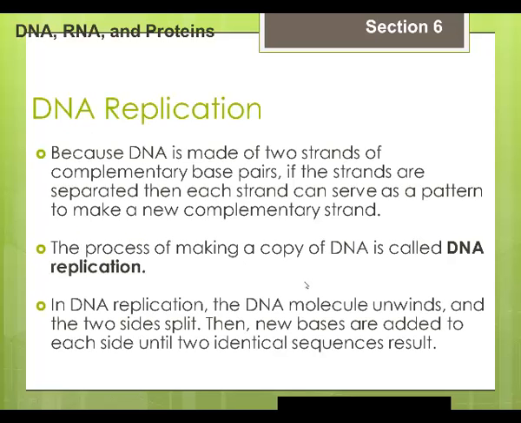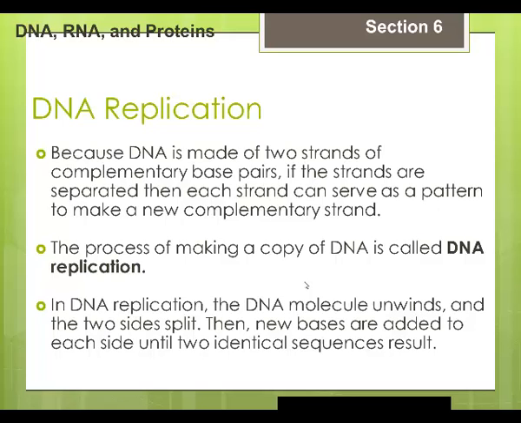DNA replication. Because DNA is made of two strands of complementary base pairs, if the strands are separated, then each strand can serve as a pattern to make a new copy. So it's kind of like a zipper. If we can make copies of each strand, then we're going to end up with a complementary strand that is exactly the same as the previous strand. The process of making a copy of DNA is called DNA replication. And remember, this process occurs during mitosis inside of the cells.